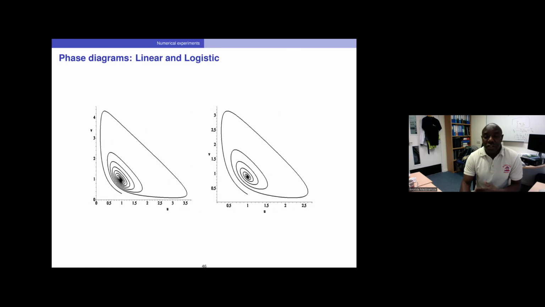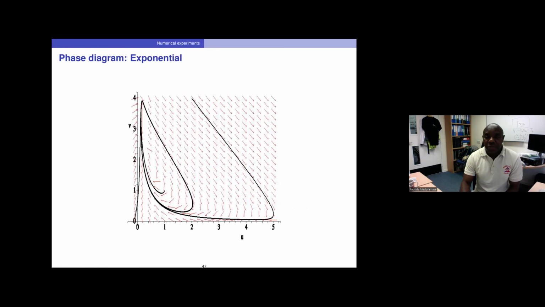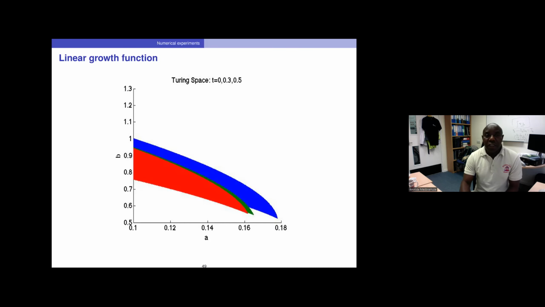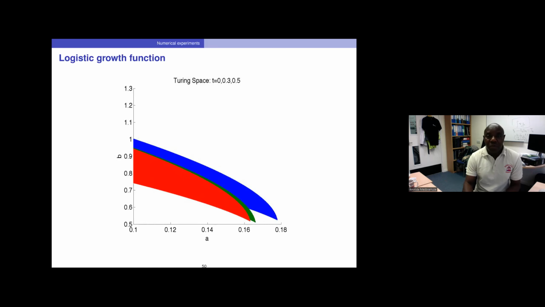I wanted to illustrate some of the time-dependent manifolds, but I will skip these. You can find them. For the linear and logistic growth functions, you have these ones as well. Again, the red one is the classical Turing space in the absence of domain growth. When you introduce domain growth, you have much richer spaces, and you can widen your parameter space really due to domain growth. And that's the take-home message.